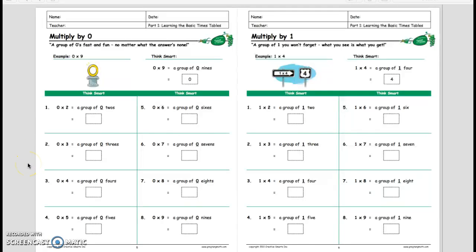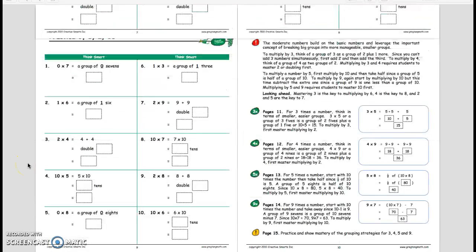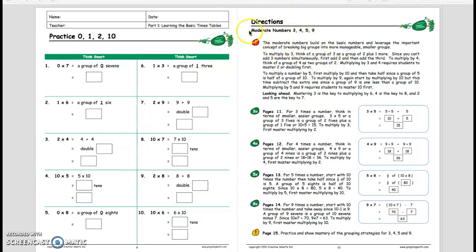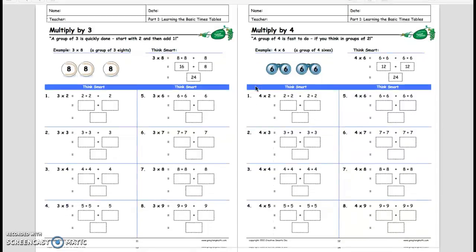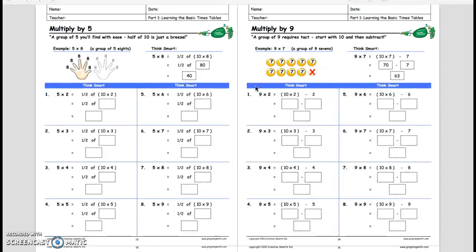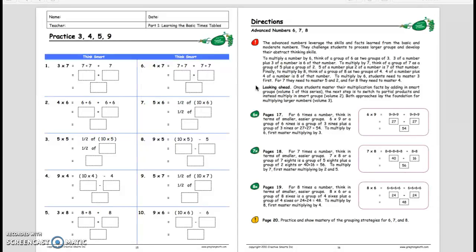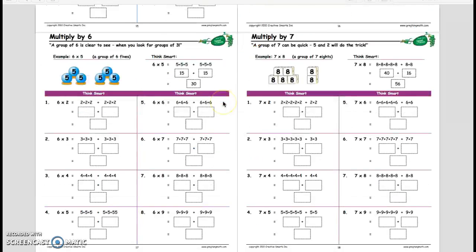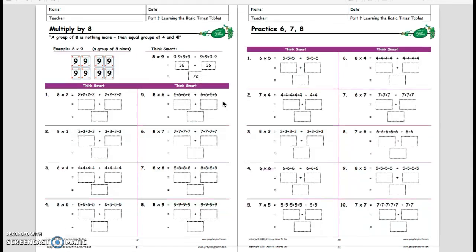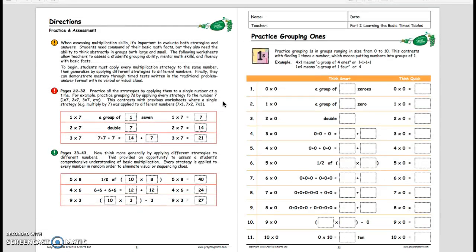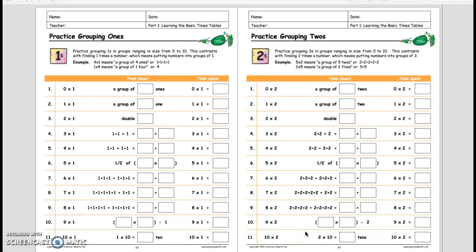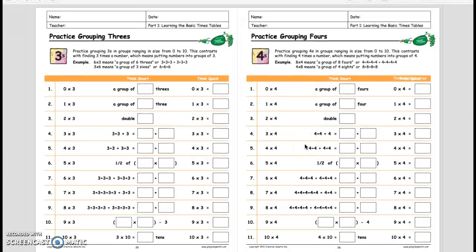There are worksheets with practice at the beginning of each section. As you scroll through, you can see now they're going to move to the moderate numbers. Again, each one has visuals. Each one has little rhymes for the multiplication fact they're learning. Here's their advanced numbers. As you keep going and you finish, you've got some extra practice. Then you move into even more practice where they teach you in more of a horizontal format, a little quicker. They're moving up. They're getting more practice. They're mixed practices. They're still in groups though, groups of 1, groups of 2, so on and so forth.